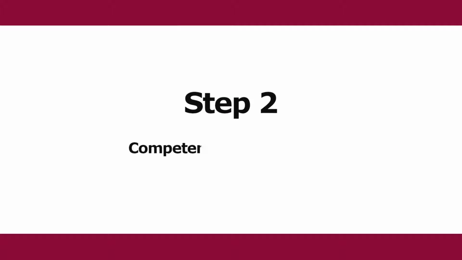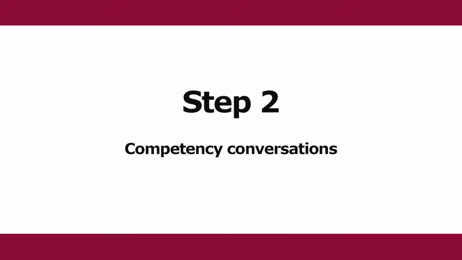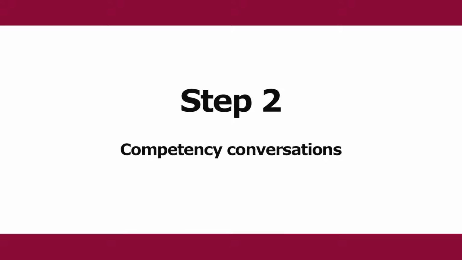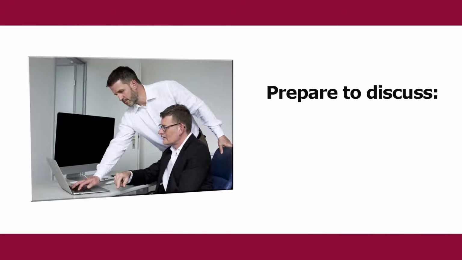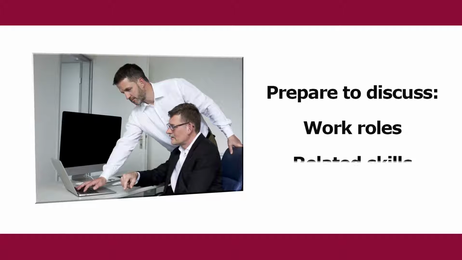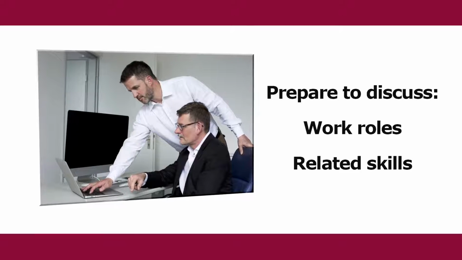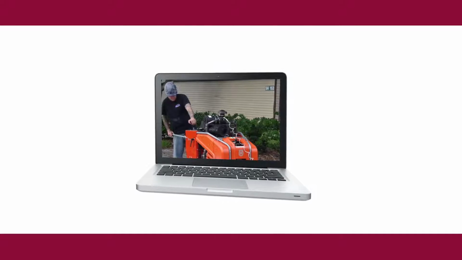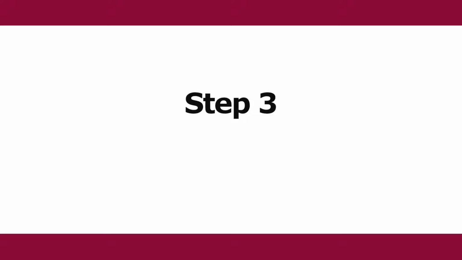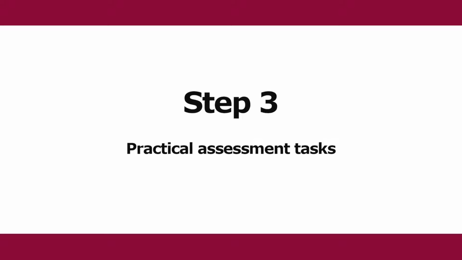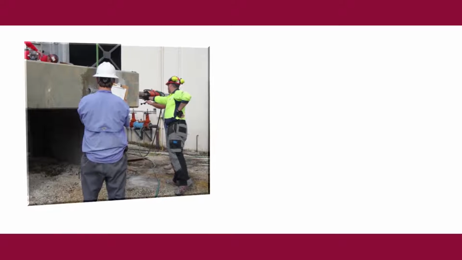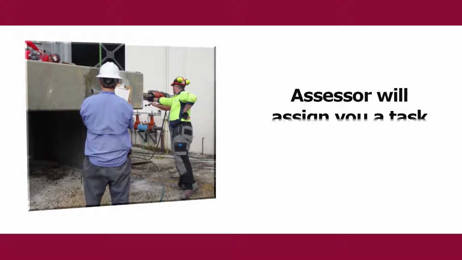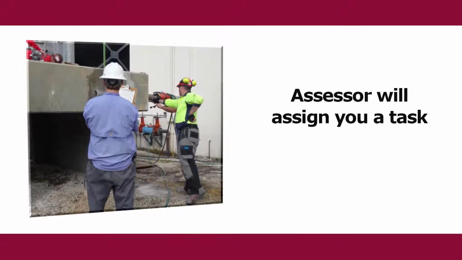Step 2 will be a number of competency conversations related to the core units and the electives you've chosen. Prepare for these competency conversations by thinking about your work roles and skills in relation to each unit. You can also provide your assessor with direct evidence. Step 3 may require you to do 1 or more practical tests, depending on the feedback provided to you by the assessor. The assessor will give you details of the task and they will normally be carried out in your workplace.